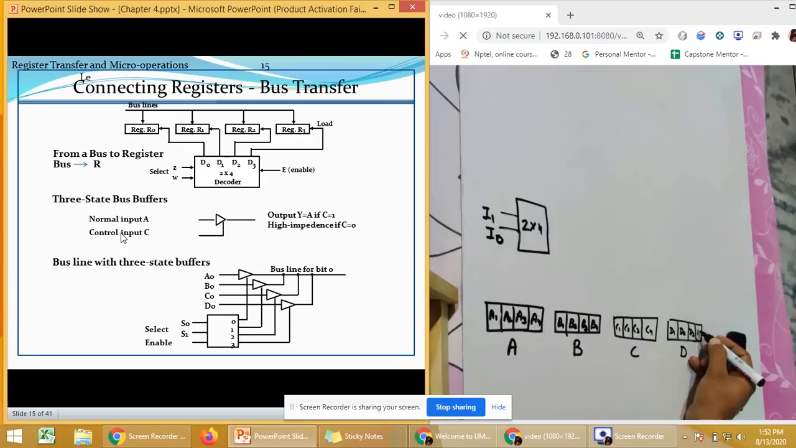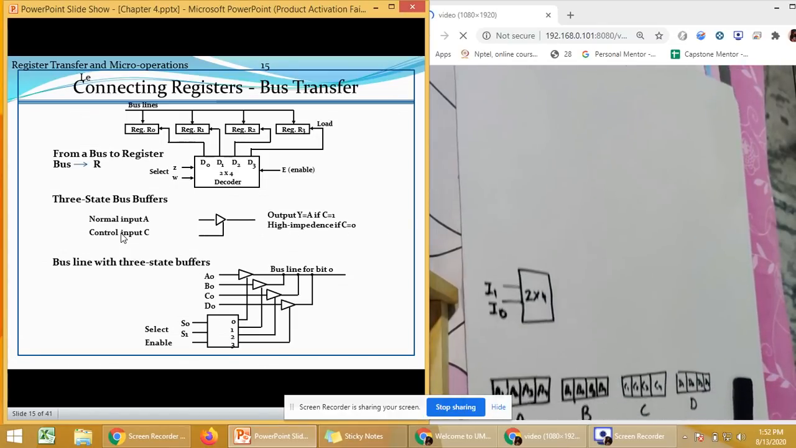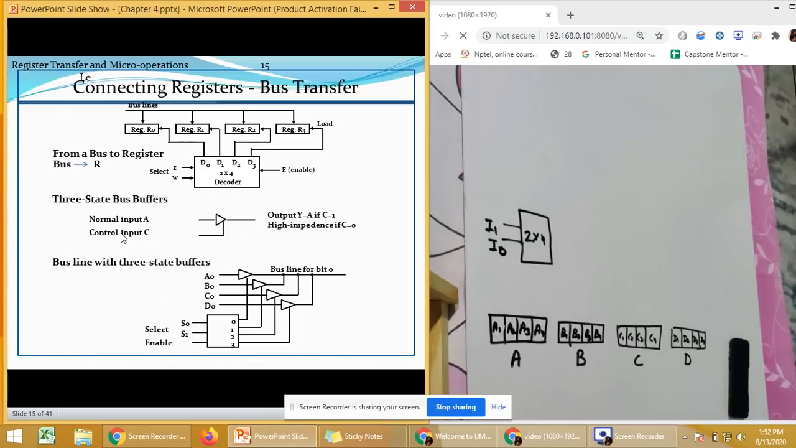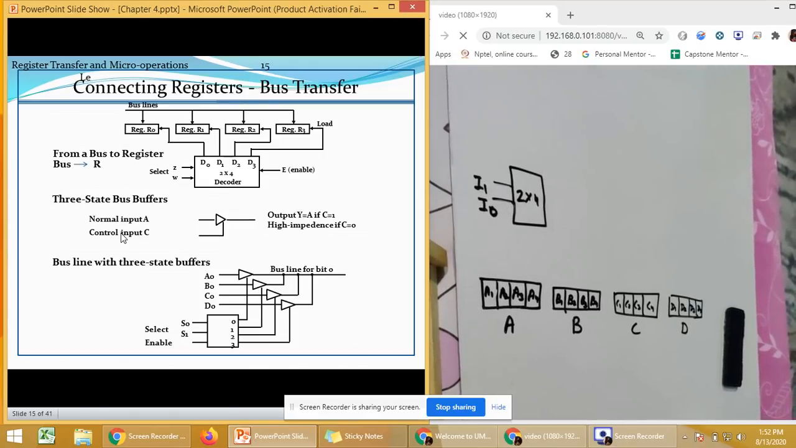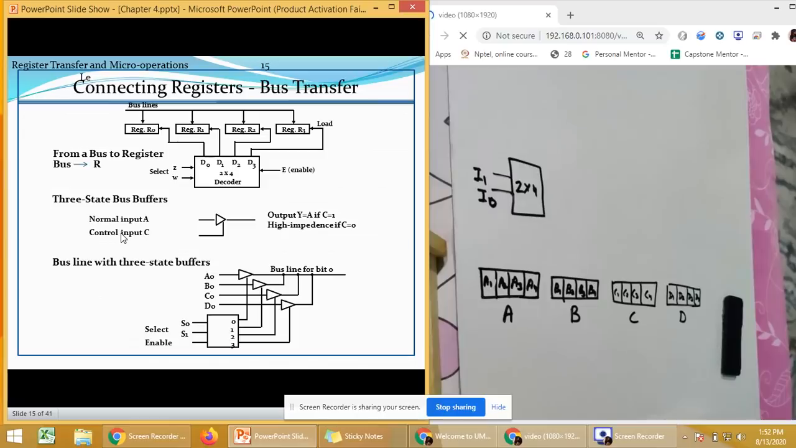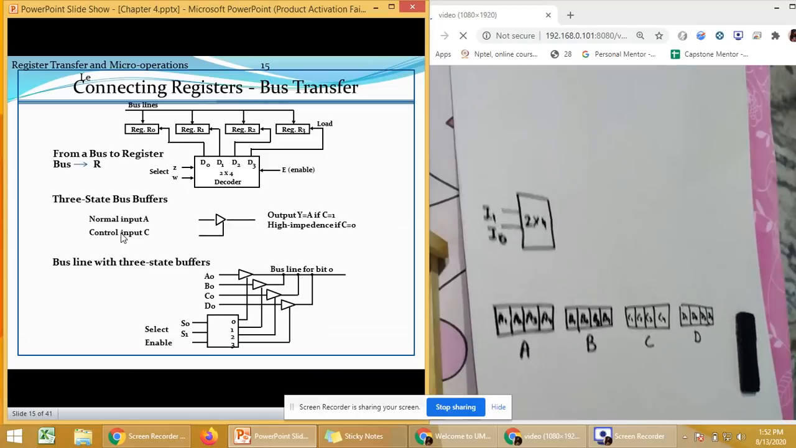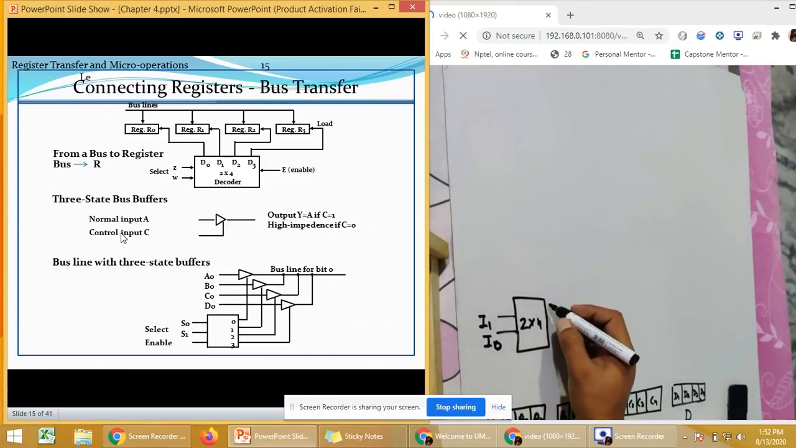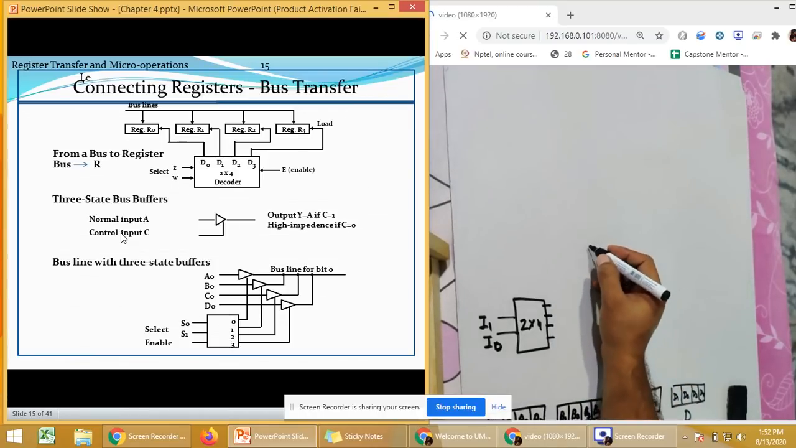D3, and D4. Okay. So now our condition was that at one time we should be able to read the entire register. So that was our condition, that we should be able to read the entire register at one time. Now how are we going to connect them? You see this is the zeroth output, first, second, third, and fourth. Let me just construct the circuit for this.